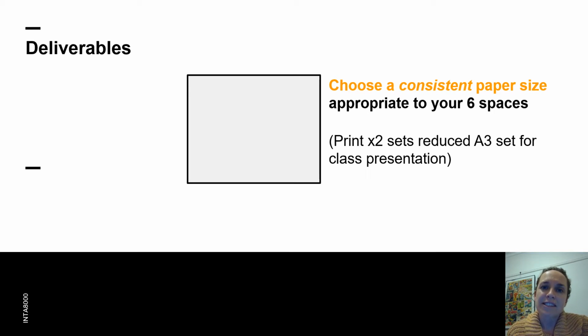Your drawing set will need to be consistent, so you'll need to figure out which paper size will work to show the master plan as a whole, as well as those 6 key interior areas. On assessment day, we're asking that you submit these onto Moodle online, but that you also bring 2 printed A3 sets that we'll be able to review and mark up in class.